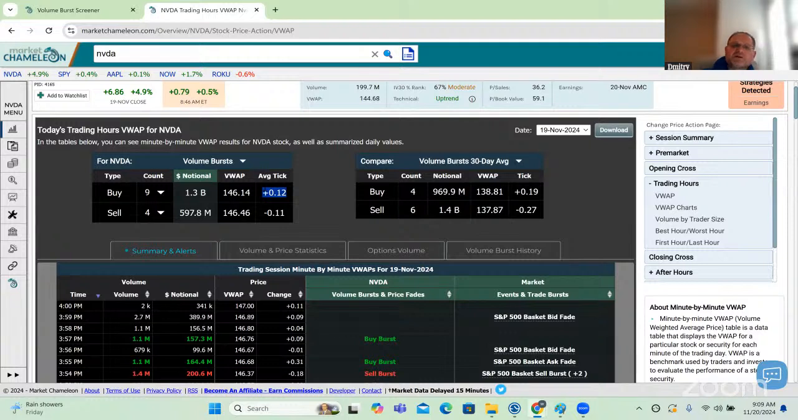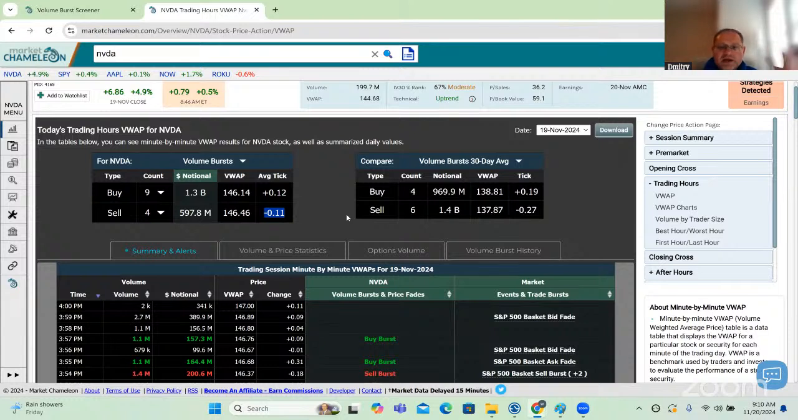Now let's compare that to the sell volume burst. On the sell side, we had a total of 4 for a total dollar value of $597 million. And for a VWAP price of $146.46. And since it's a sell burst, it's a downtick. On average, those downticks, the price impact was down 11 cents.